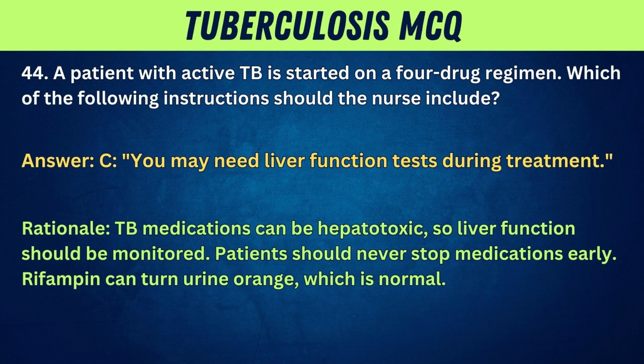You may need liver function tests during treatment. Rationale: TB medications can be hepatotoxic, so liver function should be monitored. Patients should never stop medications early. Rifampin can turn urine orange, which is normal.